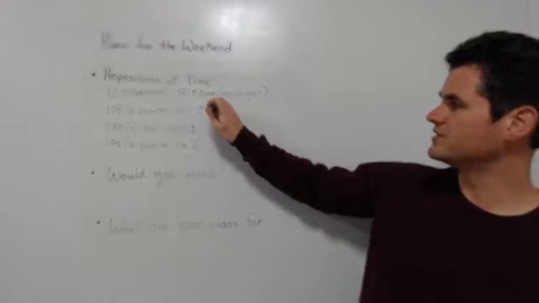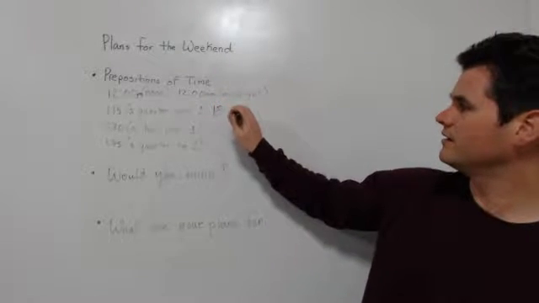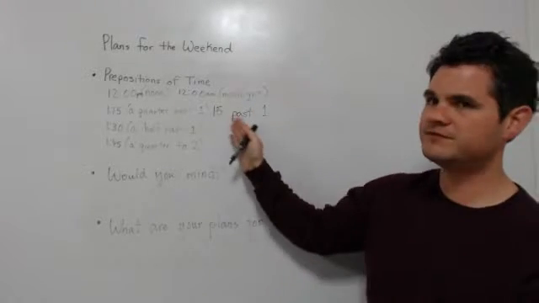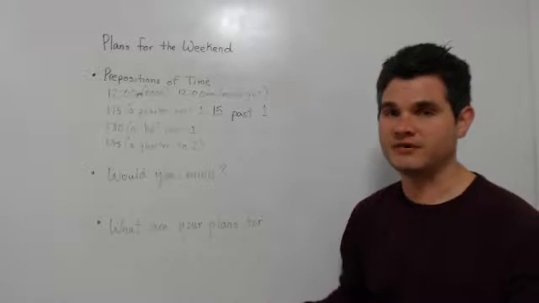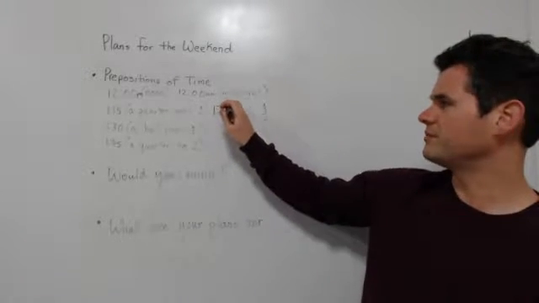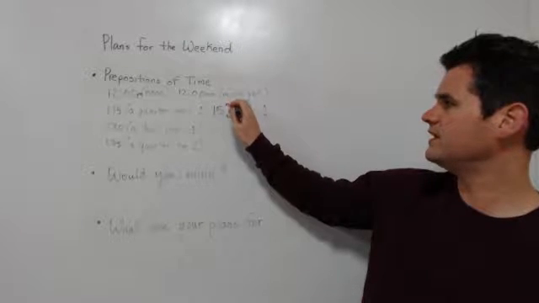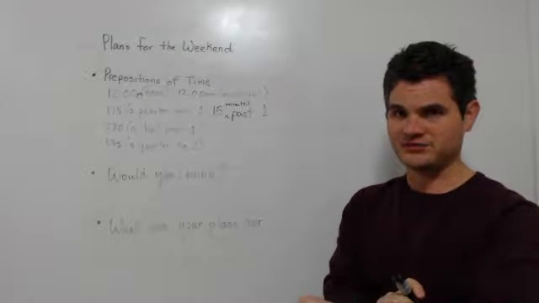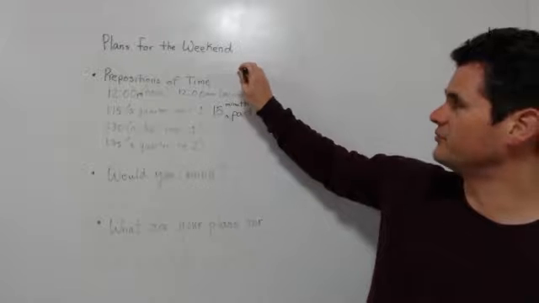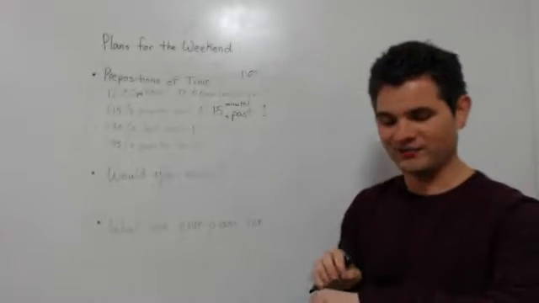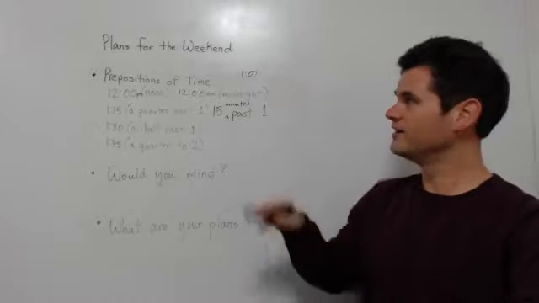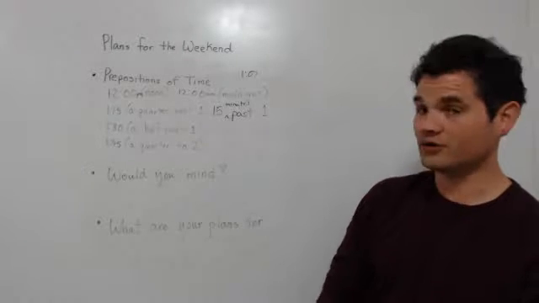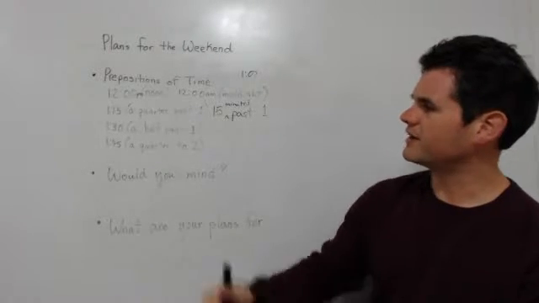Now you can also say this for the time. 15 past 1. What time is it? It's 15 past 1. You can also say, I'm just going to put minutes here, 15 minutes past 1. What time is it? It's 15 minutes past 1. And that goes for the same thing. Let's say it's 1:07. What time is it? Oh, it's 1:07. Or it's 7 minutes past 1. Or 7 past 1.